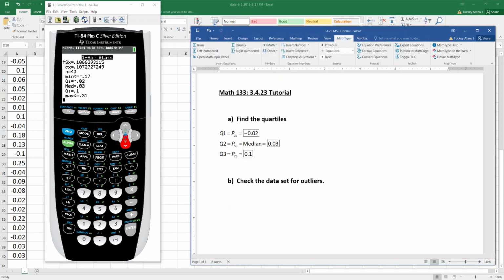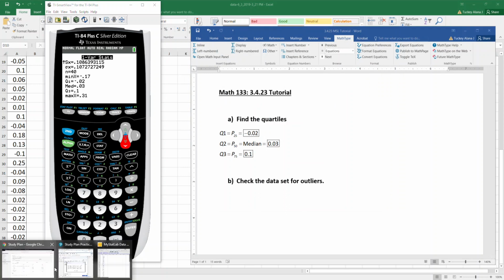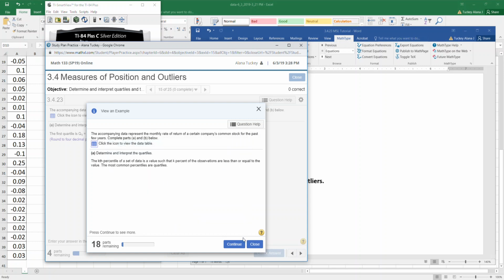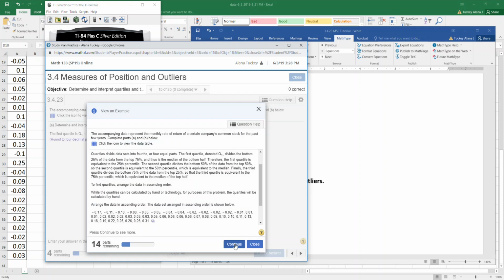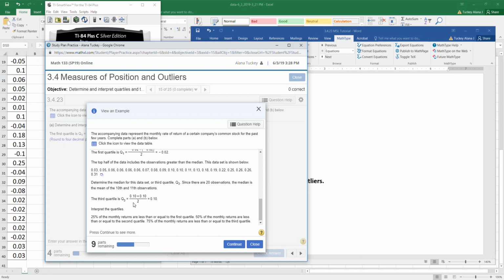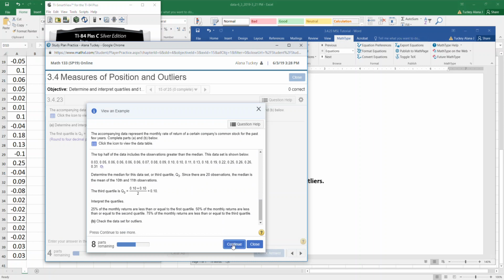Done. All right, so I can go and match it if you want, so you can see that I'm truly right. So I'm done looking at this data, so I'm going to say done. And then I would put in those quartiles. They're telling me Q2 is 0.03, Q1 is negative 0.02, Q3 is 0.10. They're doing the by hand method where you put the data set in order, which is fine, but we don't need to bother because the calculator does it for us.